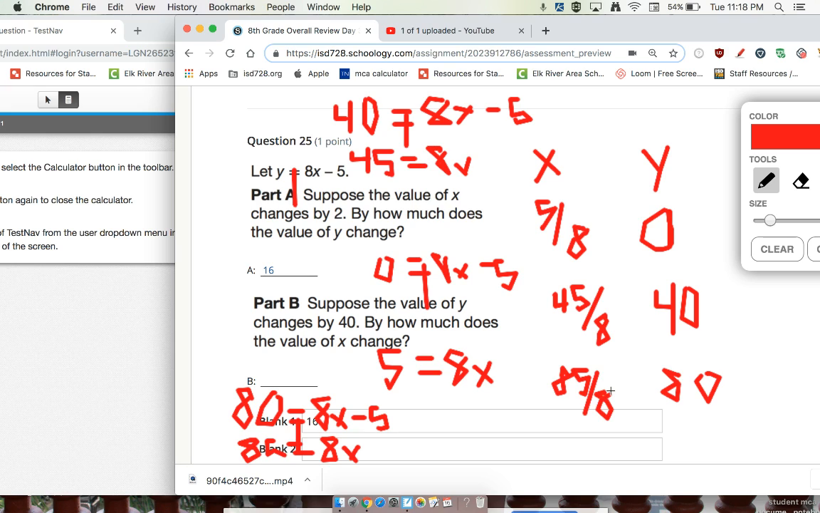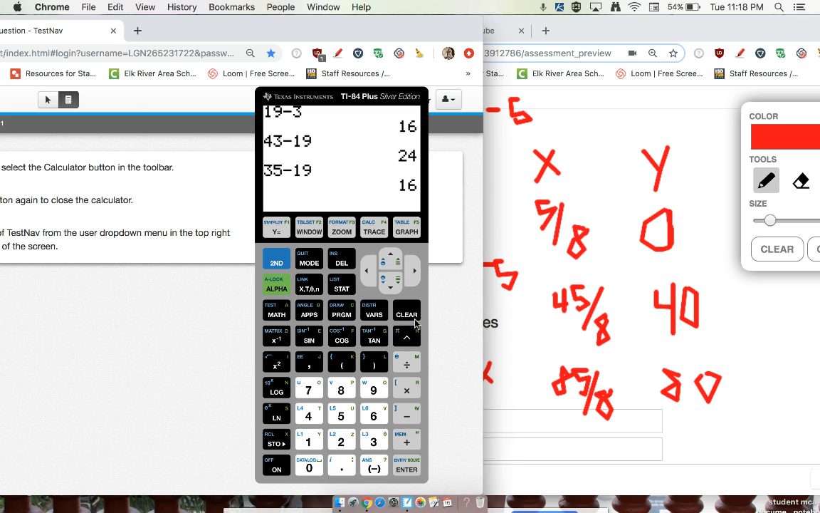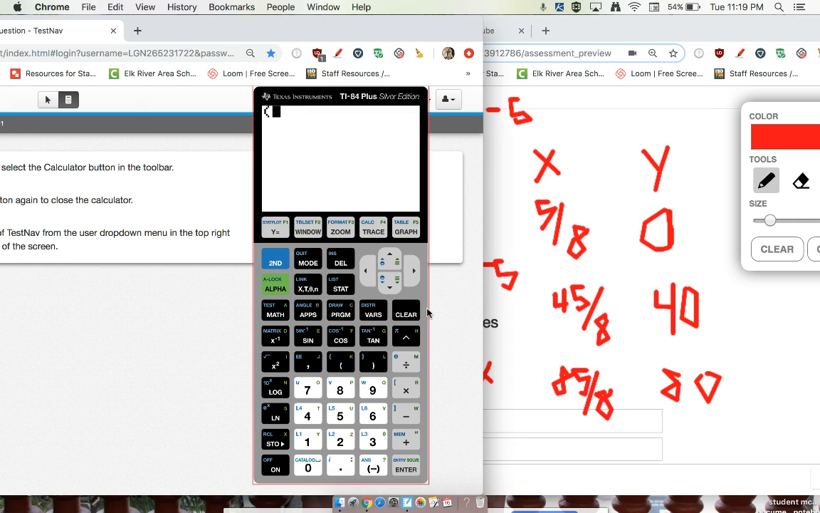Okay, so now I'm just going to check to make sure that they should also be a constant rate of change. So I do big minus small. I'm going to go 45/8 take away 5/8, which I know is 5, but I'm just going to show you how to type it in. I always do parenthesis anytime I deal with a fraction. So parenthesis 45 slash 8 parenthesis take away parenthesis 5 slash 8 parenthesis enter, and that was a 5.